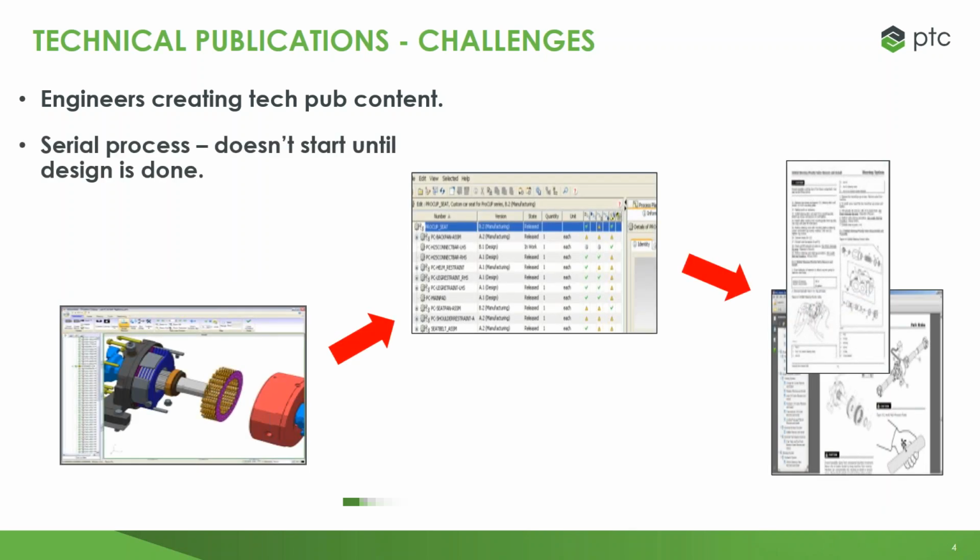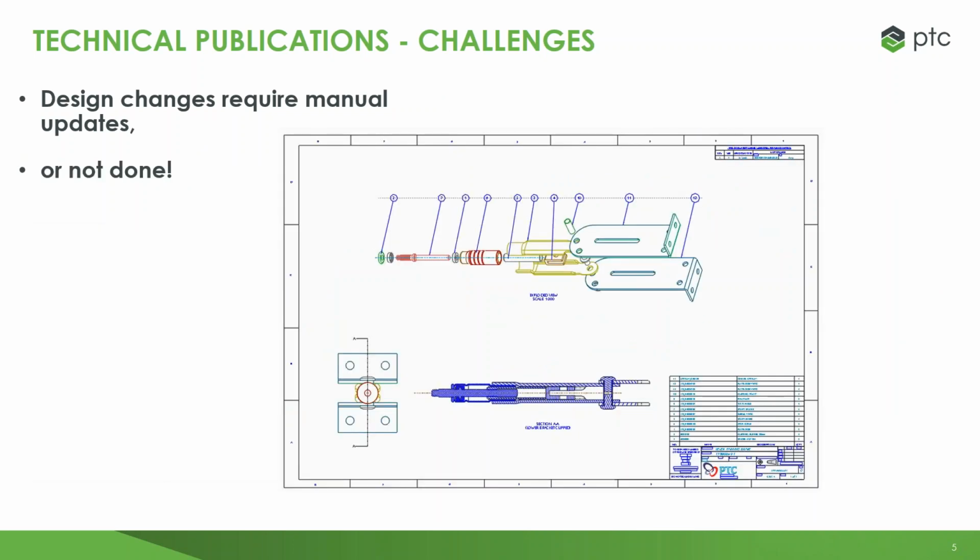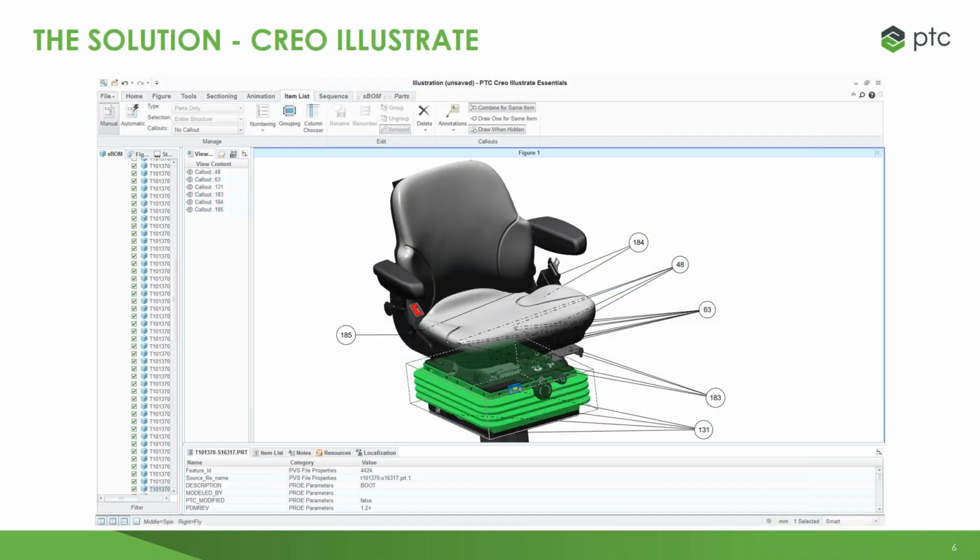Another problem too is we are unable to start the illustration until the design is done, just in case any changes are made along the way, so we don't have to go back through and redo work that's already been done. Not only that, but when a change to a component in the design is made, it will require manual updates, or it may not be completed. And after the design is finished, we may have a technical publication change that would require us to redo illustrations or simply go back through work that's already been done. So that's where Creo Illustrate is going to come into play.